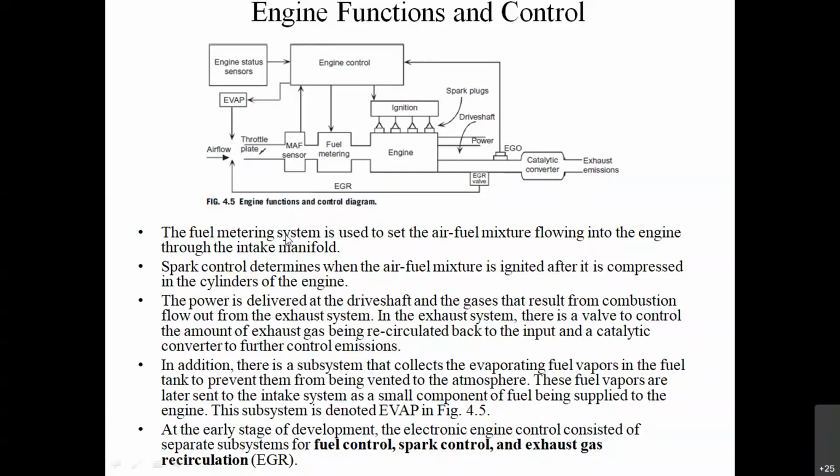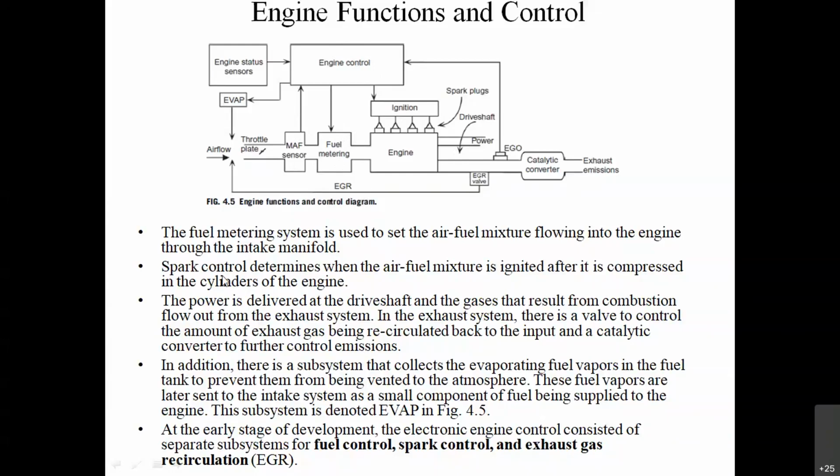The fuel metering system is used to set the air fuel mixture flowing into the engine through the intake manifold, depending on the mass airflow sensor. So based on how much air is flowing, this sensor is sending a signal to the engine, and in response to this signal it is giving a signal to the fuel metering control system. Based on that signal the amount of fuel will be decided and it will be mixed.